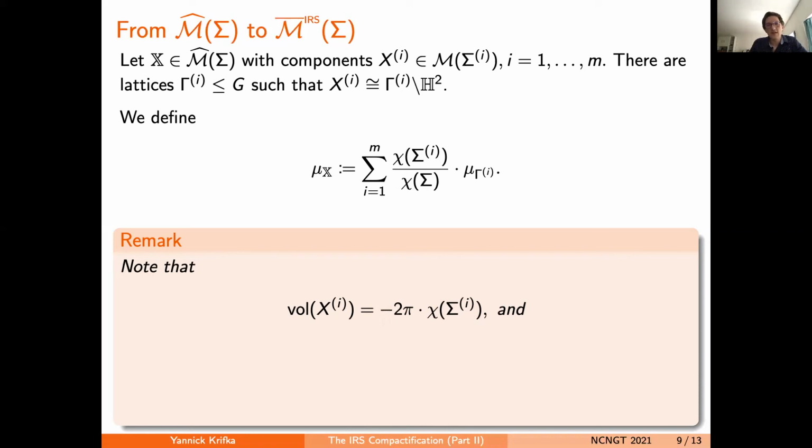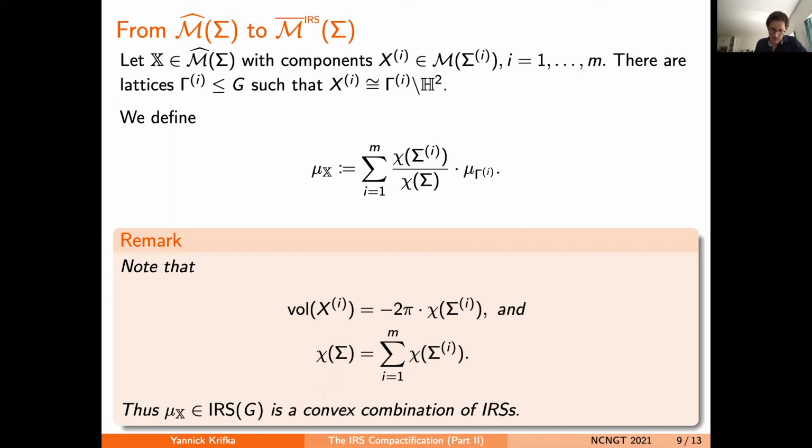Moreover, we can compute the Euler characteristic of the total surface from the Euler characteristic of its components simply by a certain inclusion-exclusion argument for the Euler characteristic. And it turns out that the Euler characteristic of the total surface is just the sum of the Euler characteristics of its parts. So together, we obtain that this definition here of mu_X is actually a convex combination of the invariant random subgroups associated to each part.